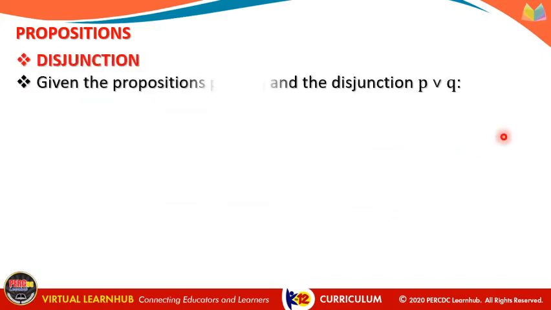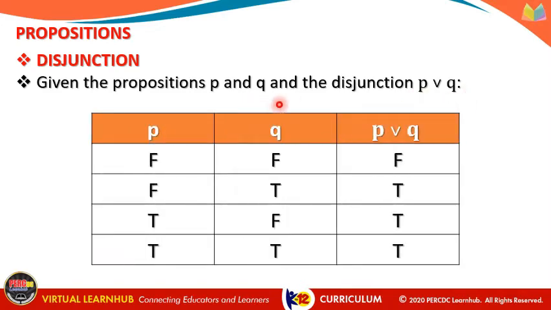Then we have disjunction. Given the propositions P and Q and the disjunction P or Q, the truth table is shown below. For disjunction, as long as either P or Q is true, then the disjunction is true. If both P and Q are false, that is the only time that our disjunction is false. Otherwise, it's true.